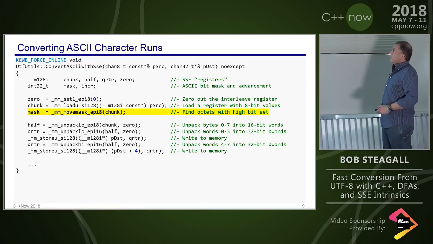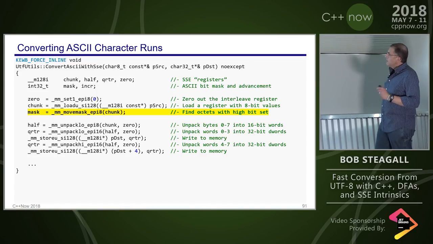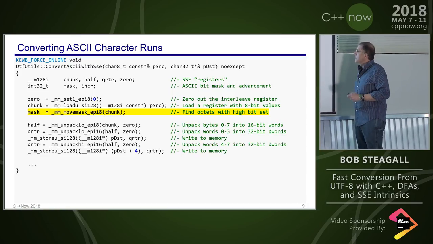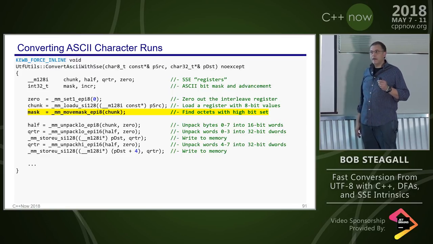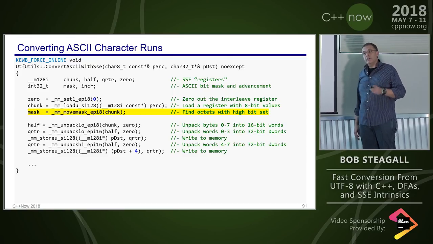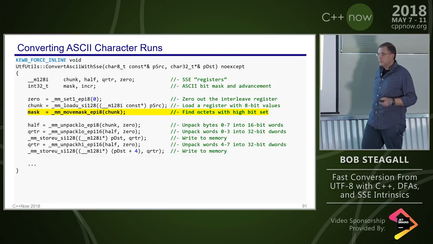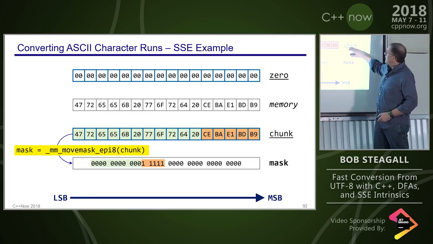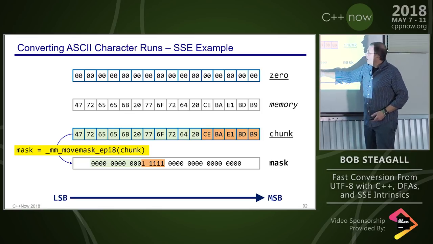And I'm going to call this other weird function, moveMask. MoveMask is an intrinsic in this particular invocation that finds octets that have their high bits set. If the high bit of an octet is set, that means it's not ASCII. That means it's 80 or higher. So here's my chunk register. I'm going to call this function.